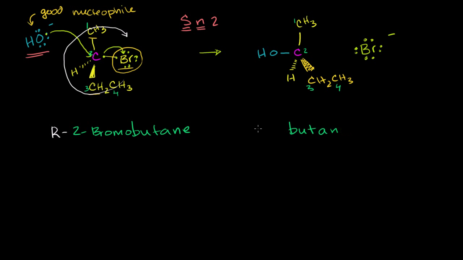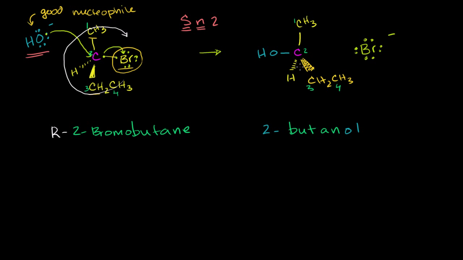Butanol. Maybe I'll write that in blue to show that the anol comes from the OH. Or maybe we could say the all comes from it. Let me just write butanol. Butan, and then the all comes from the fact that we have the OH there. We're dealing with an alcohol, and it's attached to the number 2 carbon. So we'll call it 2-butanol. So we went from having 2-bromobutane to 2-butanol.